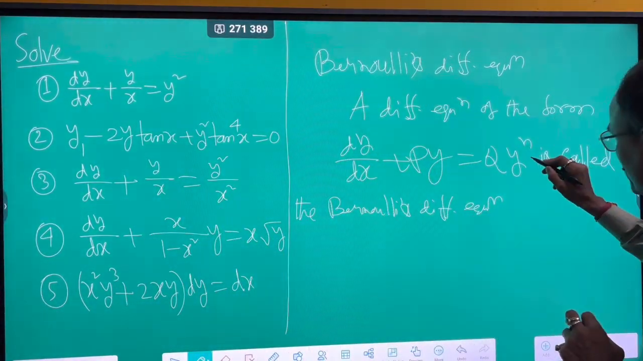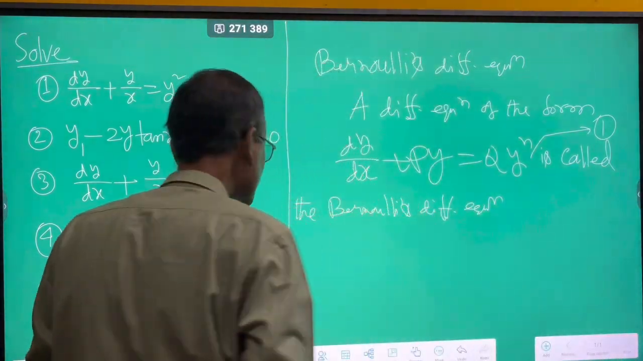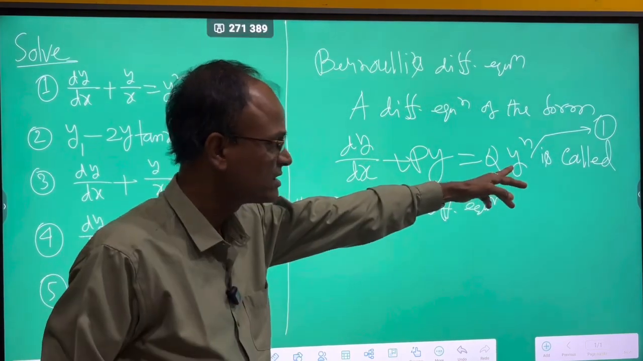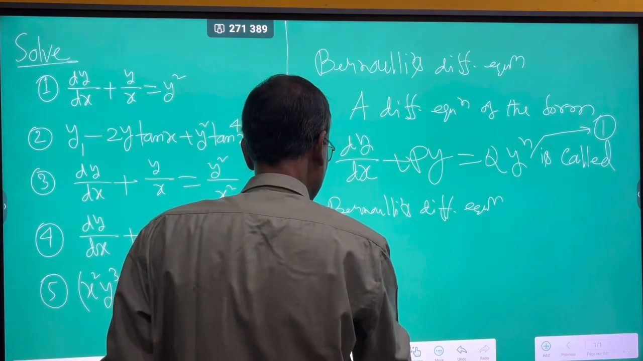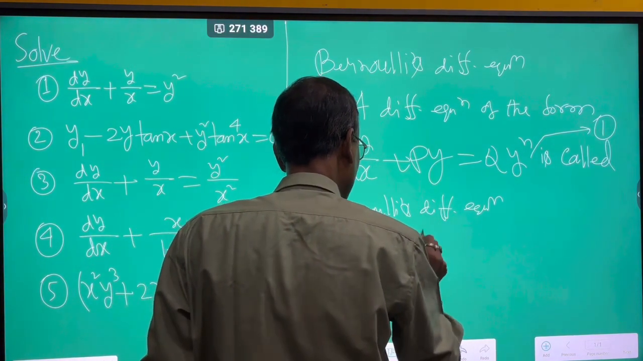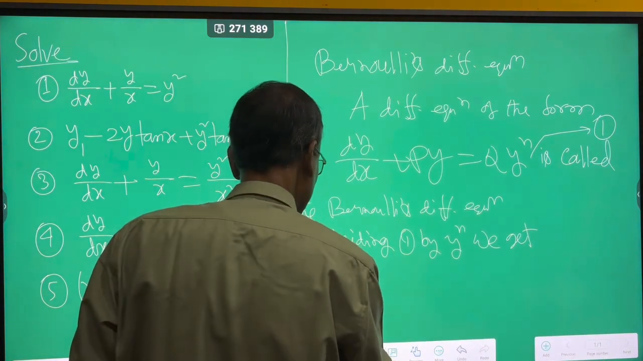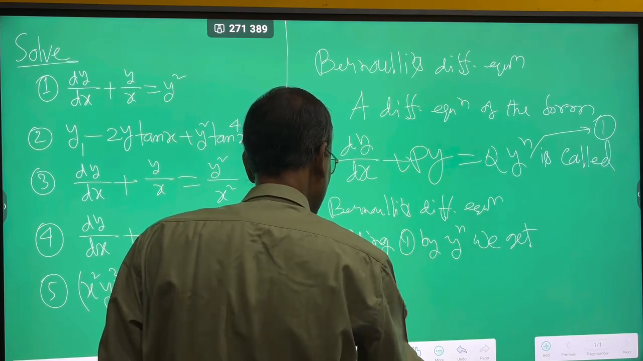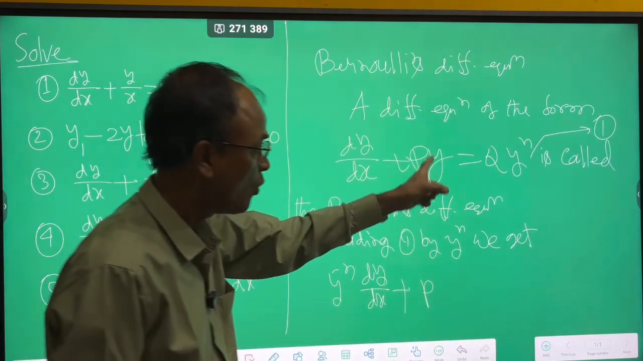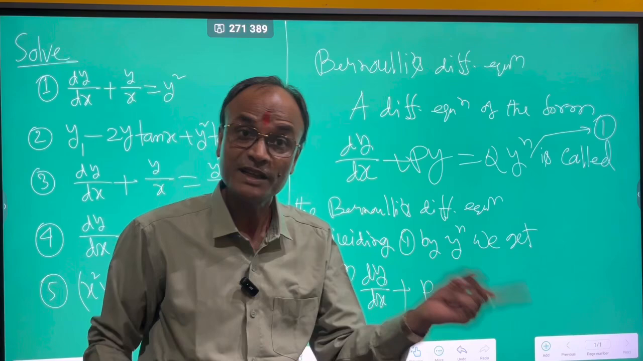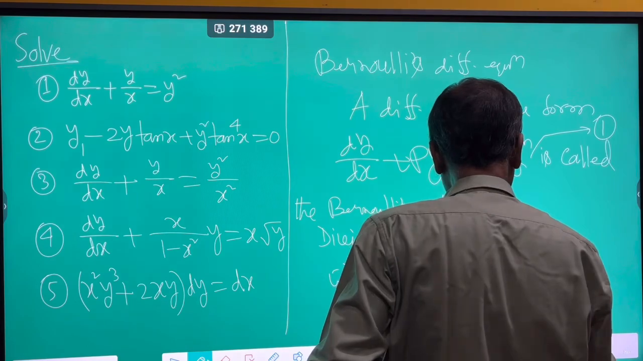To solve the Bernoulli's differential equation, suppose this is number 1. First divide the differential equation by y to the power n. Dividing 1 by y to the power n, we get y to the power minus n dy by dx plus p into y divided by y to the power n, which is y to the power 1 minus n, equal to q.